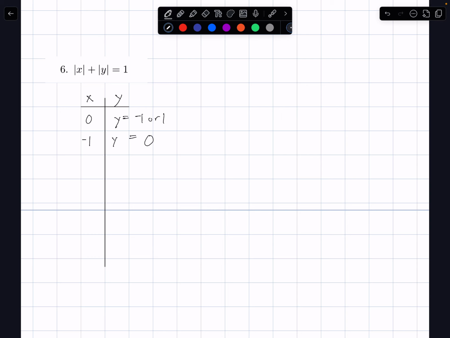And okay, what happens if x is 1? Well, the same exact thing's going to happen, right? This absolute value of x is going to be 1. These ones are going to cancel to give you 0. And so you get y, again, equal to 0.